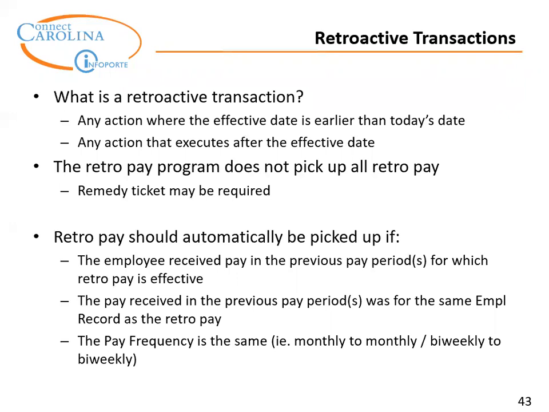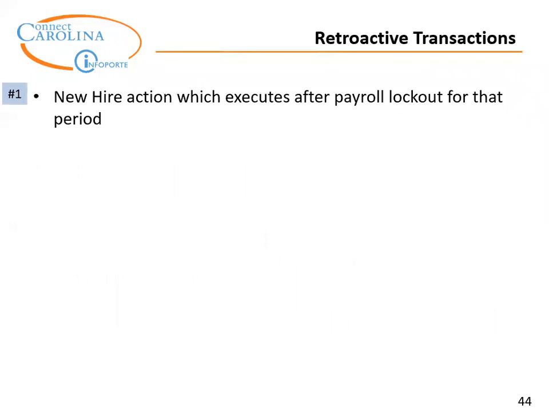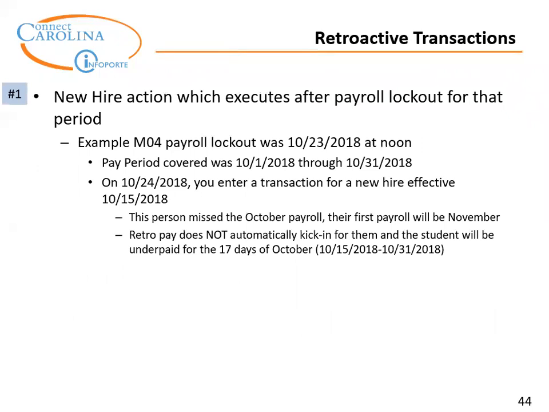But if the person wasn't paid, and we've got some examples, a new hire action executes after payroll lockout. Say M4 payroll lockout was 10/23. Payroll period covers obviously the whole month of October. The transaction was put in on the 24th with the pay effective date of 10/15. Then you're not going to get picked up in payroll because obviously you missed the lockout for that point in time.